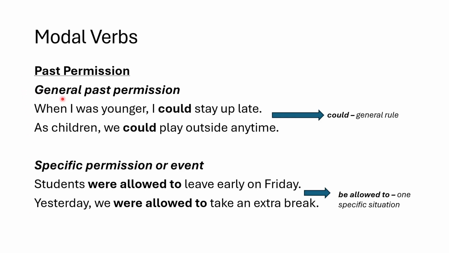Past permission, general past permission. When I was younger, I could stay up late. As children, we could play outside any time. Could shows a general rule. Specific permission or event. Students were allowed to leave early on Friday. Yesterday, we were allowed to take an extra break. Be allowed to shows one specific situation. Sometimes could can be overused when it is used for every past situation.